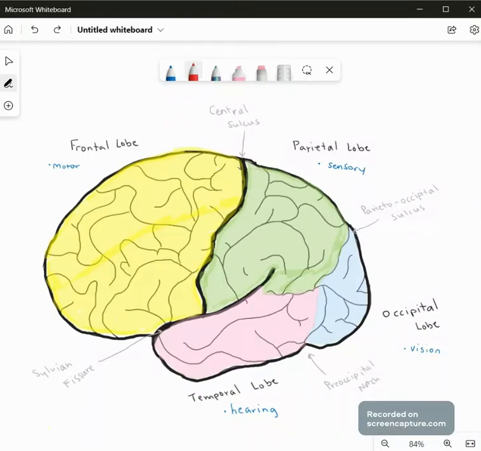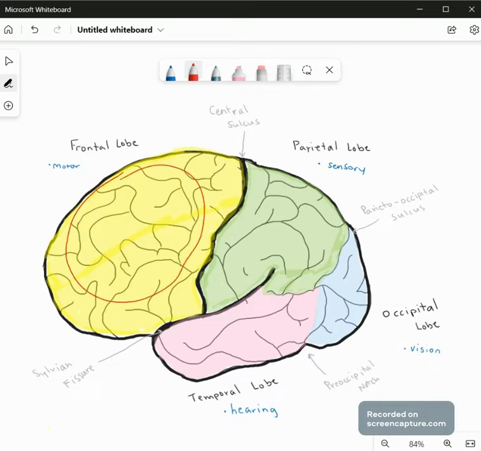All right, so this is a lateral view of the left hemisphere of your brain. In other words, it's a side view of the left half of your brain. You can see it's separated into four parts. The first one is called the frontal lobe, and it's indicated here in yellow.